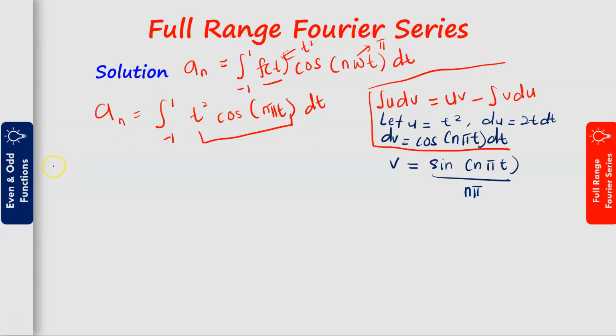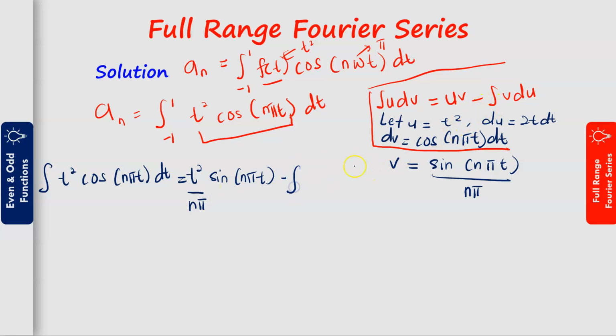And when we substitute here, when we integrate t square cos n pi t dt equal to uv, that is t square times sine n pi t divided by n pi, and then minus the integration of v du. So the integration of v times du, that is 2 over n pi sine n pi t dt. Okay, sorry, we have here 2t. And then class, again for this part, you need to use integration by parts.